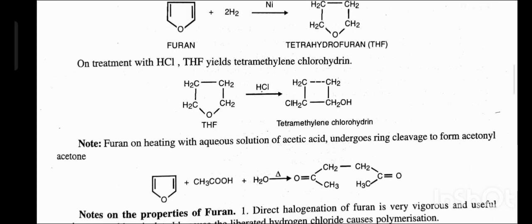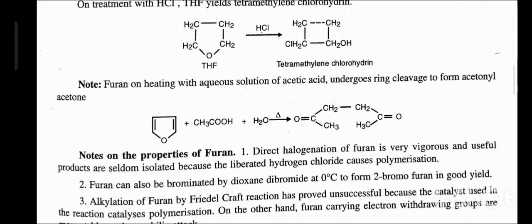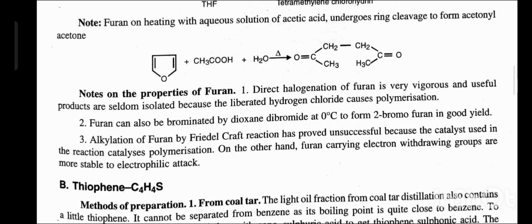Note: furan on heating with aqueous solution of acetic acid undergoes ring cleavage to form acetonyl acetone. Notes on the properties of furan. First, direct halogenation of furan is very vigorous and not useful. Products are seldom isolated because the liberated hydrogen chloride causes polymerization.